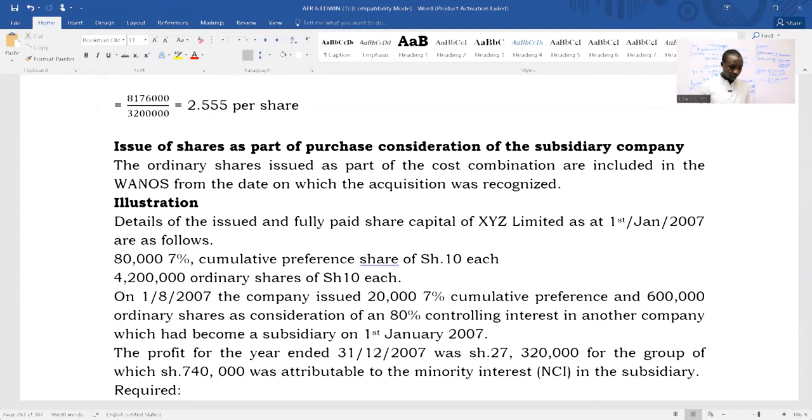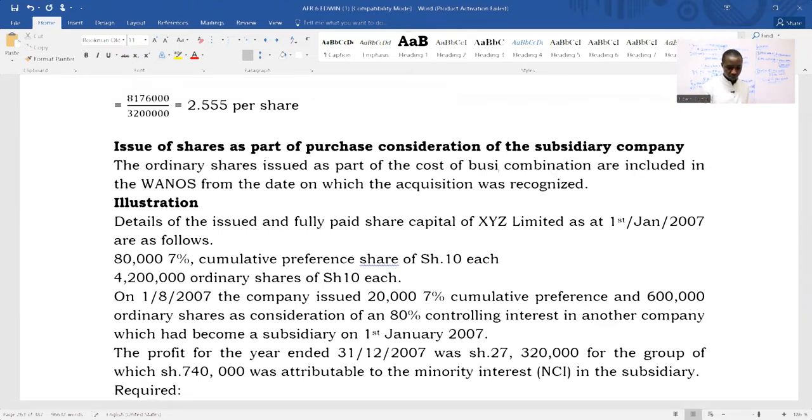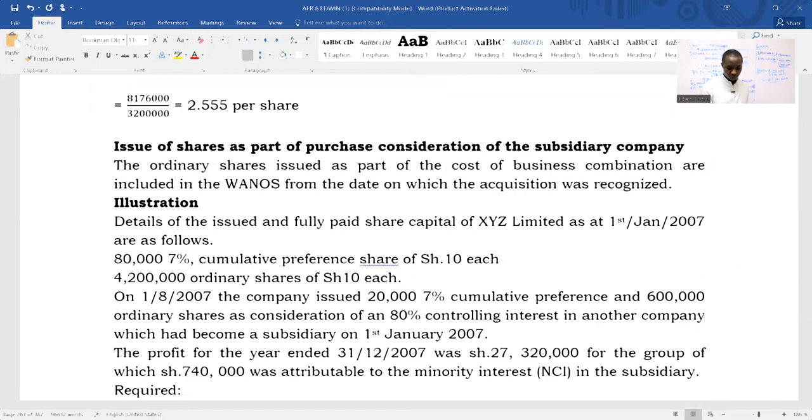There's a mistake done there. Or they could have said, the ordinary shares issued as part of the cost of business combination are included in the weighted number from the date on which the acquisition was recognized, not from the time when the shares are issued.